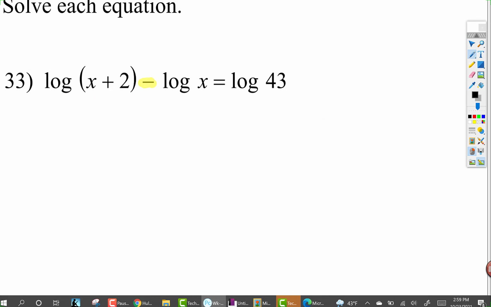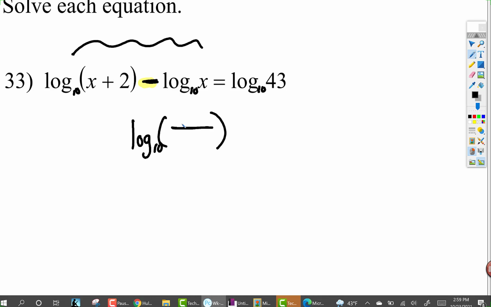Okay, now we're back to having logs on both sides. Those are all the invisible base 10. They all agree. But notice what we have here. We have this subtract between two logs, same base. Remember what we said we could do? You could rewrite it: subtract condenses to division. So x plus 2 over x.